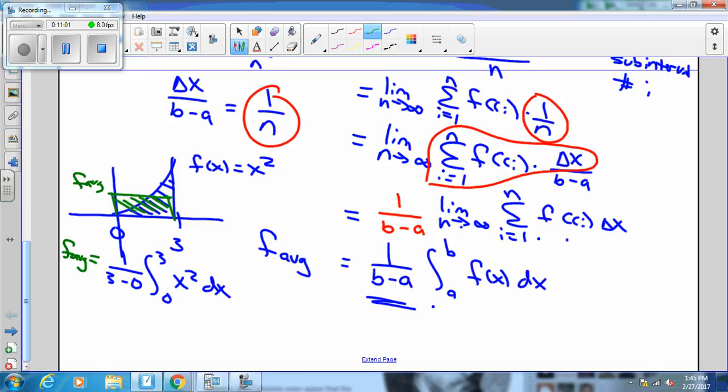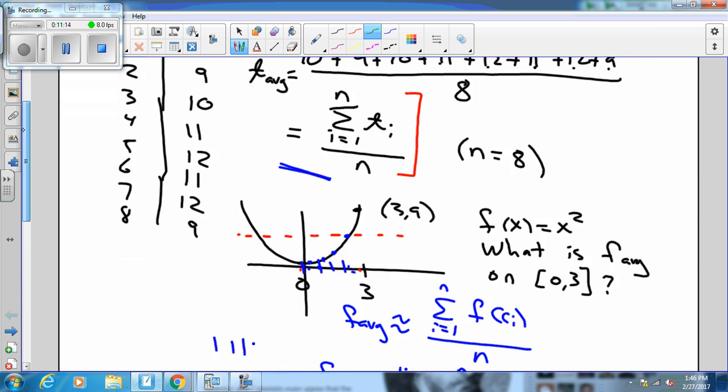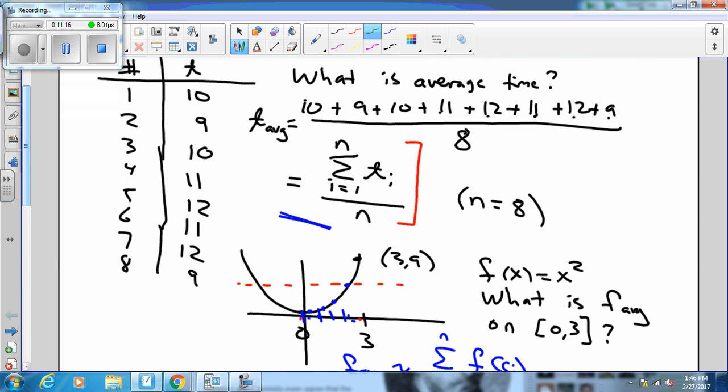So geometrically, what we're doing when we find an average value is we're taking the total net signed area and dividing it by width to get an average height. And that corresponds nicely to taking the total sum of your items and dividing them by the number of items present.